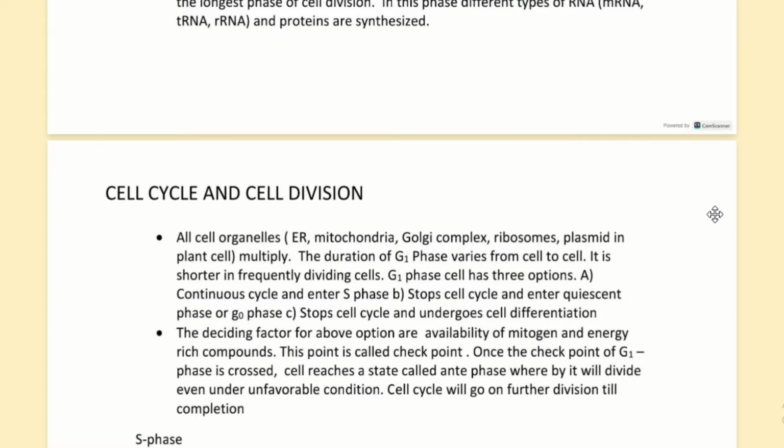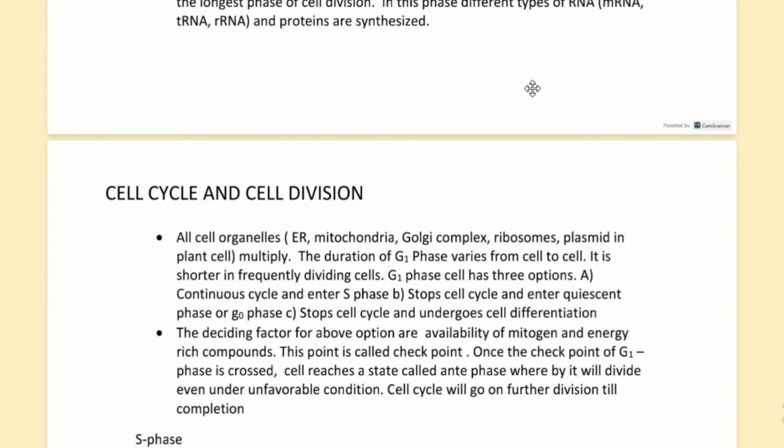A G1 phase cell has three options. A. Continue the cycle and enter S phase. B. Stop the cell cycle and enter the quiescent phase or G0 phase. C. Stop the cell cycle and undergo cell differentiation. The deciding factors for the above options are availability of mitogens and energy-rich compounds.